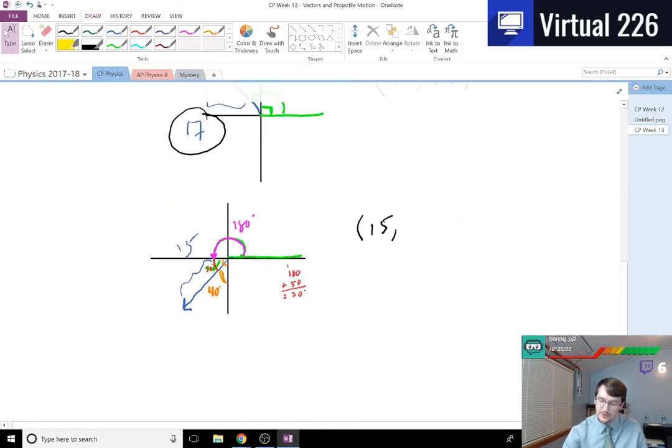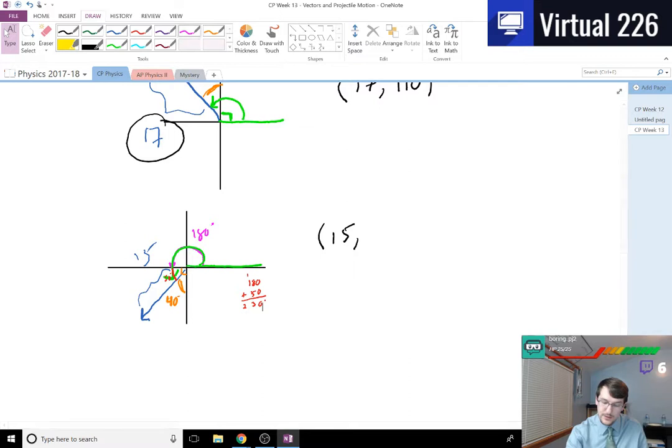Okay? So it's not always a straightforward method on how we get it, but just by doing a little thinking, we can see how to get that. Okay? So that's how we do polar notation.